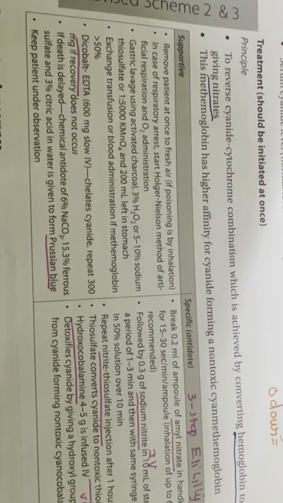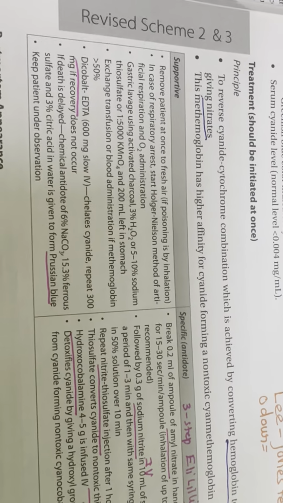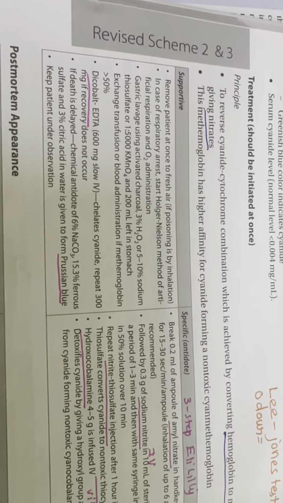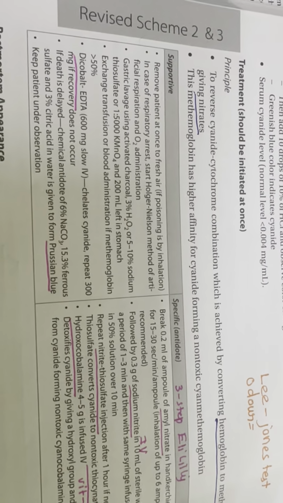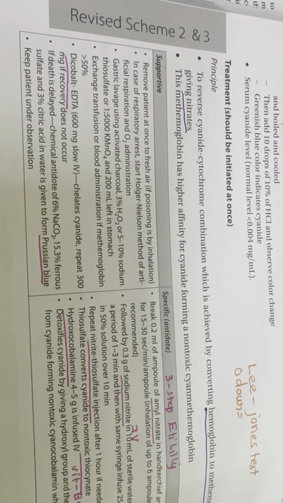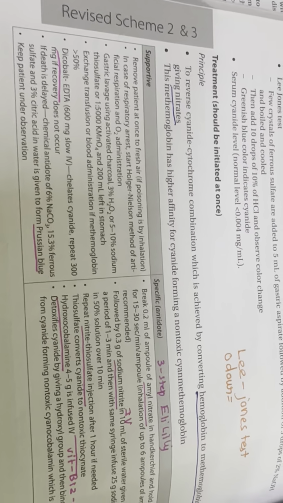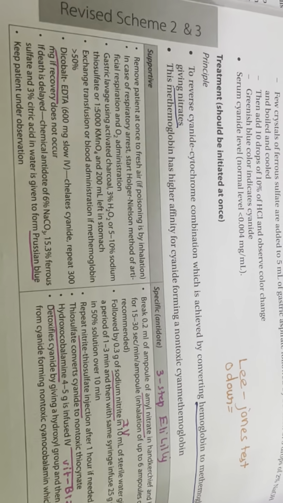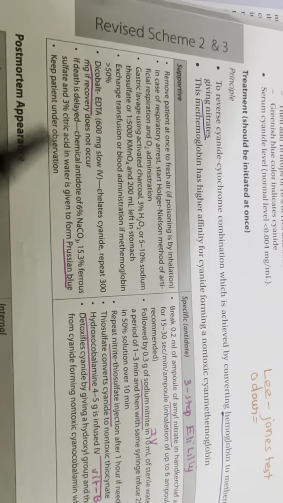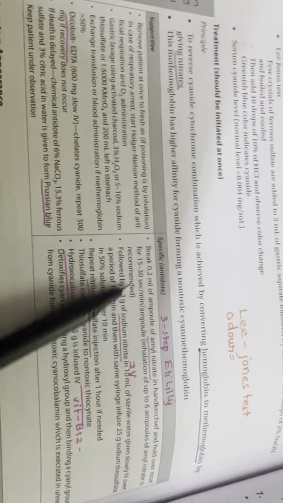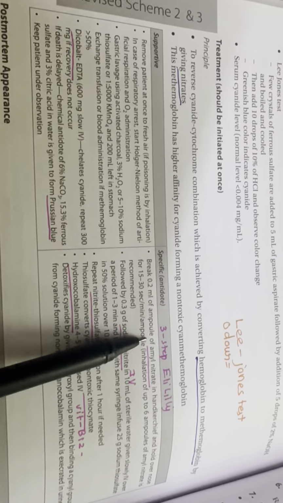Dicobalt EDTA 600 mg IV chelates cyanide; repeat 300 mg if recovery does not occur. If death is delayed, chemical antidote of 6% sodium carbonate, 15.3% ferrous sulfate, or 3% citric acid in water is given to form Prussian blue. Keep the patient under observation. Specific antidote: 3-step Lilly method.